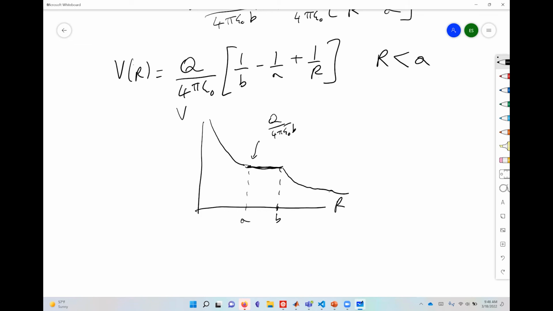So this is what the potential as a function of R is going to look like. It's going to go down as an inverse function of R. At the boundary it is going to become constant. And then once we leave the conductor, it's going to start going down again as an inverse function of R.